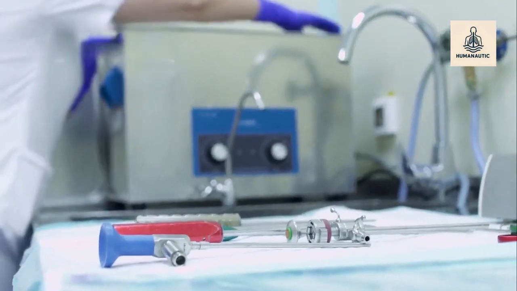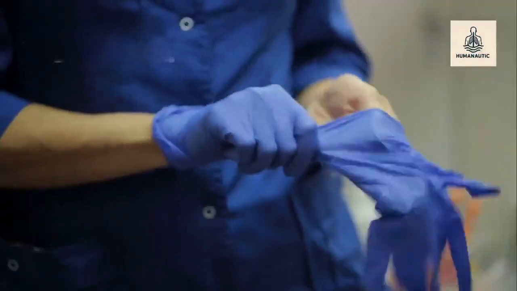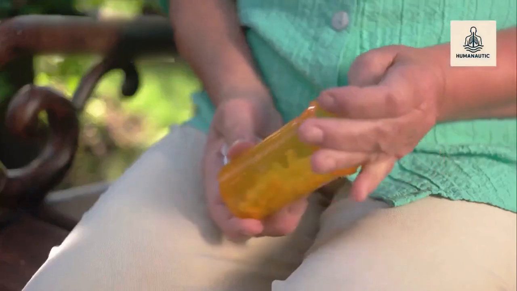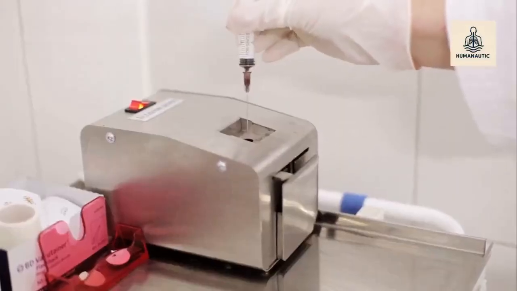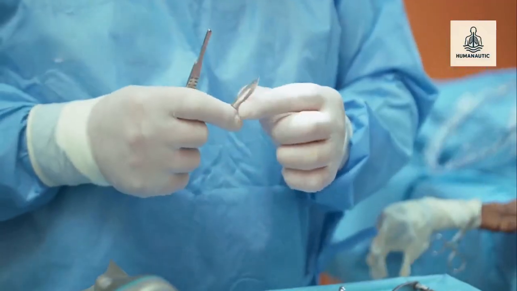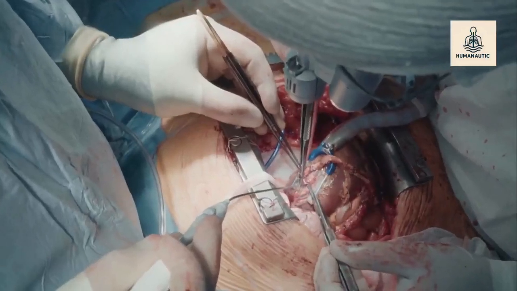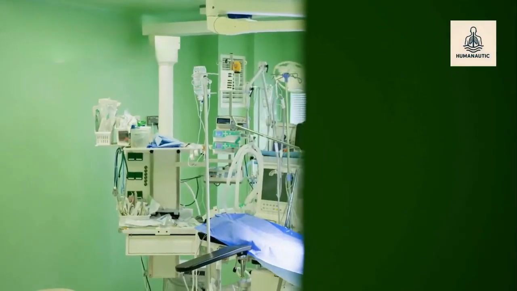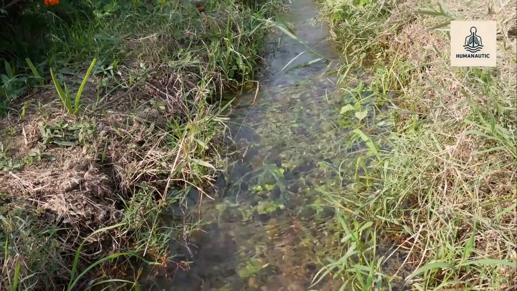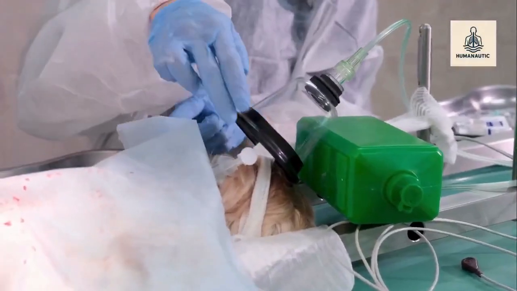Instruments required. You'll need basic minor OT instruments. 1. Sterile gloves and drapes. 2. Antiseptic solution. 3. 10 to 20 milliliters syringe plus needle. 4. Scalpel blade number 11 or 15. 5. Artery forceps. 6. Swab sticks. 7. Gauze and dressing. 8. Saline for irrigation. 9. Local anesthetic, lignocaine 1 to 2%.